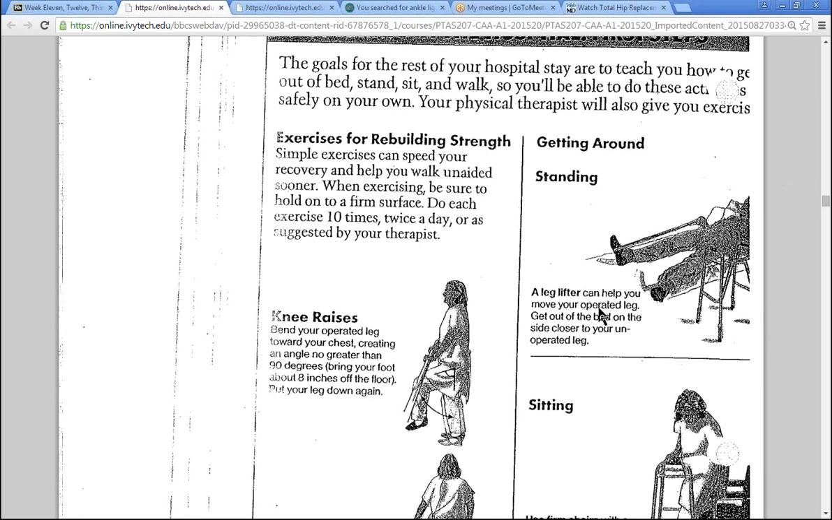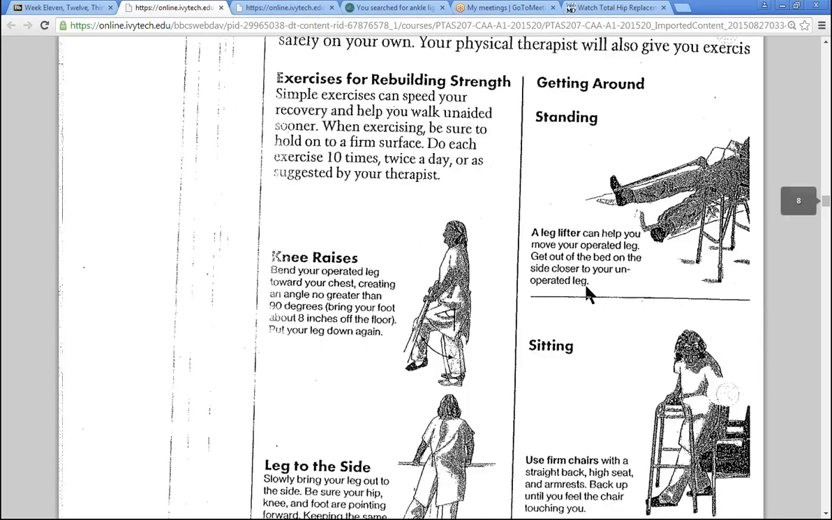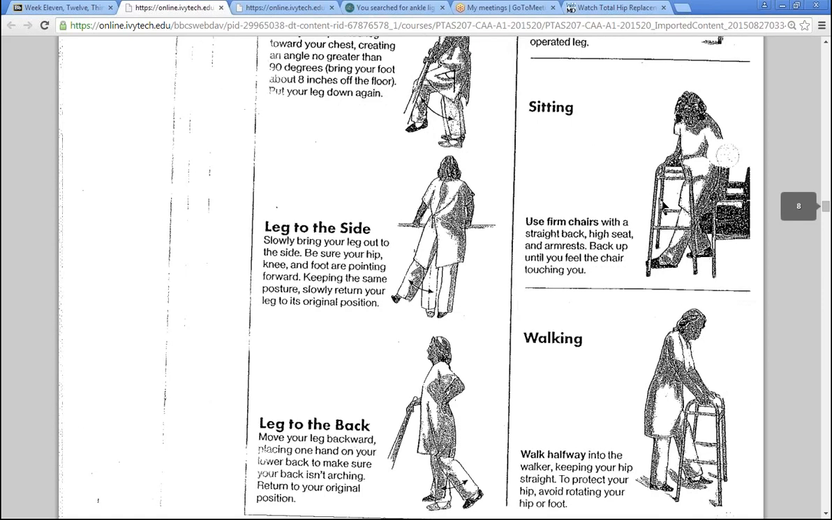Okay, so again, we're talking about different activities that they're going to be working on. Here's the leg lifters. In this case, it's a ring or circle that the person's foot goes in, and you see that the person is holding on to that rope or stick, and they're going to use their arm to pull, and that's going to lift up the lower extremity so they can take it off to the side of the bed. Again, straight leg raises are not allowed at the beginning of this process.